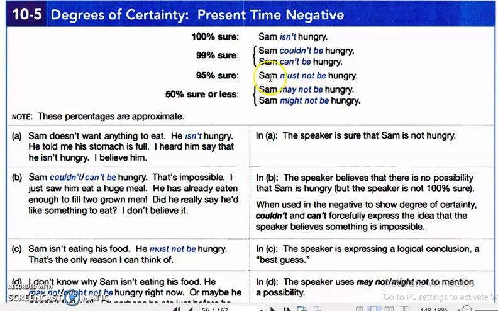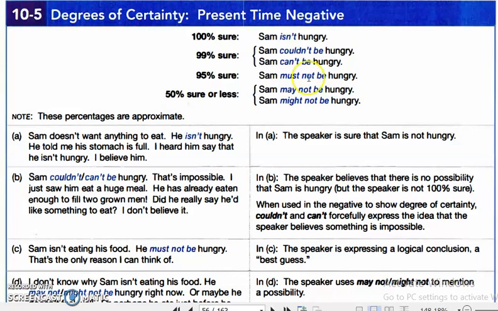Now, what if you use must? Sam must not be hungry. The speaker is expressing a logical conclusion. That's his best guess. Sam isn't eating his food. He must not be hungry. That's the only reason I can think of.